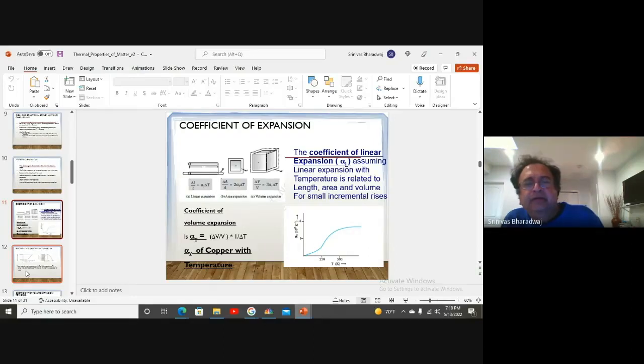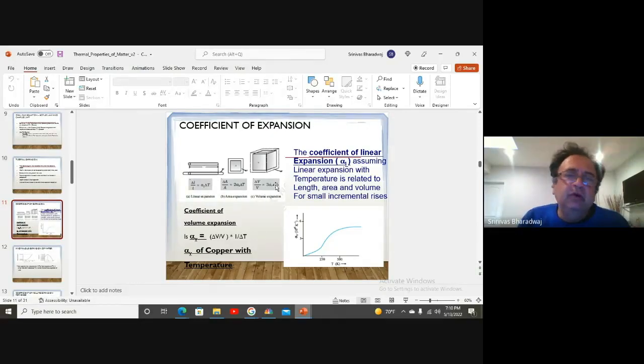Similarly, you have delta L by L equals alpha times delta T. This is the coefficient of linear expansion, and this is the coefficient of volume expansion. The coefficient of volume expansion will roughly be 3 times the coefficient of linear expansion, right? And why is that? That is merely calculus.